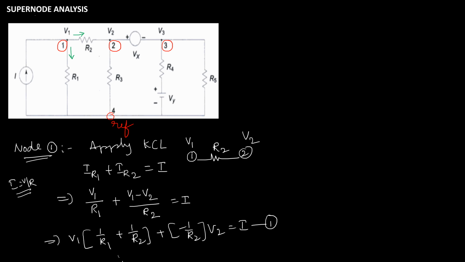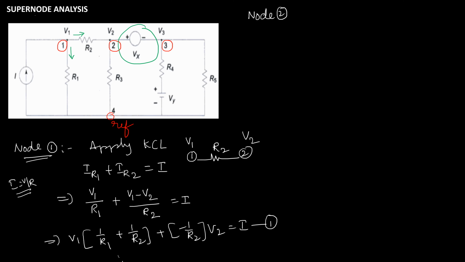Clear? Now go for node 2. So if we consider node 2, we are getting a common voltage, that is Vx. Can you see? Vx. So can you write the current flowing through this particular voltage source? No, it is difficult to write. So at this point of time, we need to apply the supernode technique.